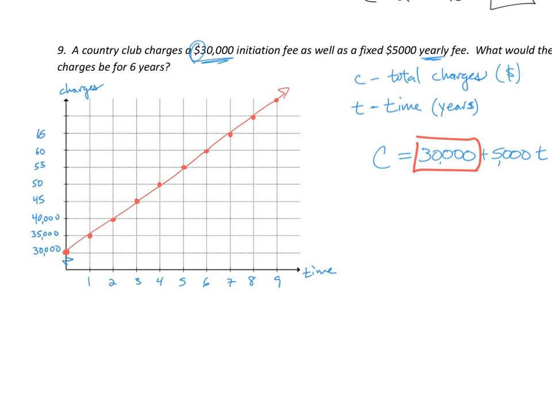All right, now let's see if we can answer this question. At 6 years, how much would you have paid in total? What would the total charges have been? Well, I can follow this up to the graph. There it is. What are the charges associated with 6 years? That is $60,000. In total charges.